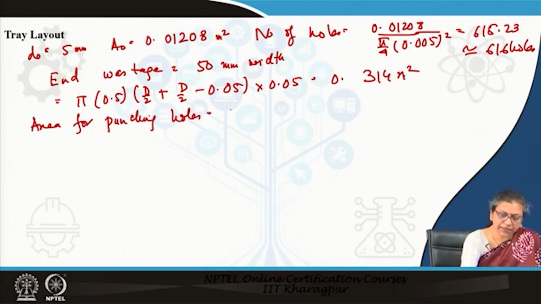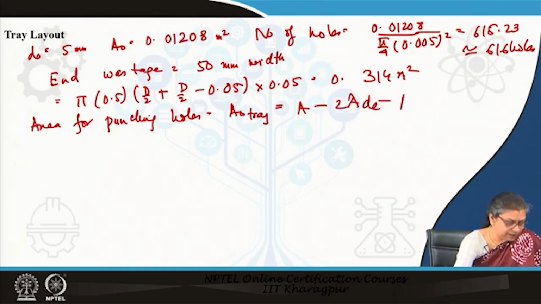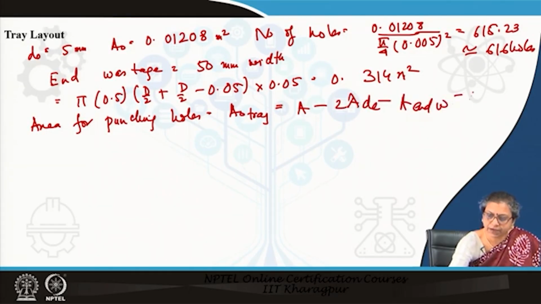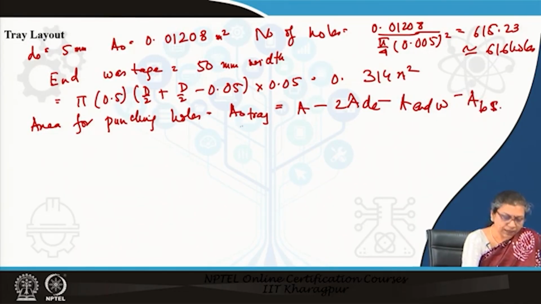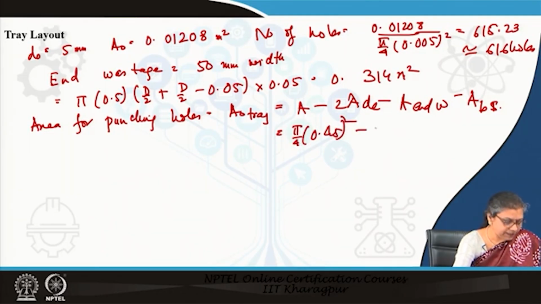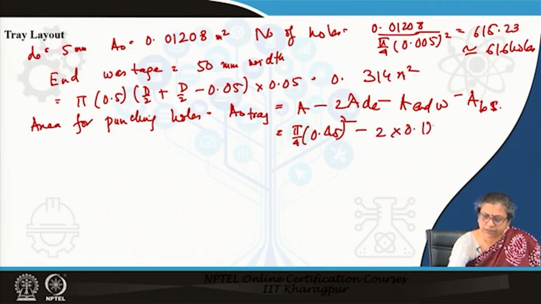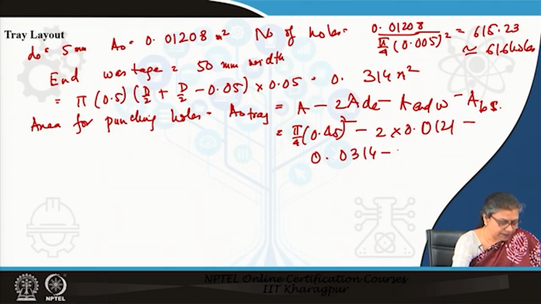So, what is this particular area, which is nothing but AO tray? If you remember, this was equal to A minus 2 ADC minus A end wastage minus A backing strips. So, therefore, you can keep on substituting all of these. This is pi by 4 into 0.45 square, minus 2 into 0.0121. In this particular way, the end wastage area we have already calculated, 0.0314, minus this backing strips.